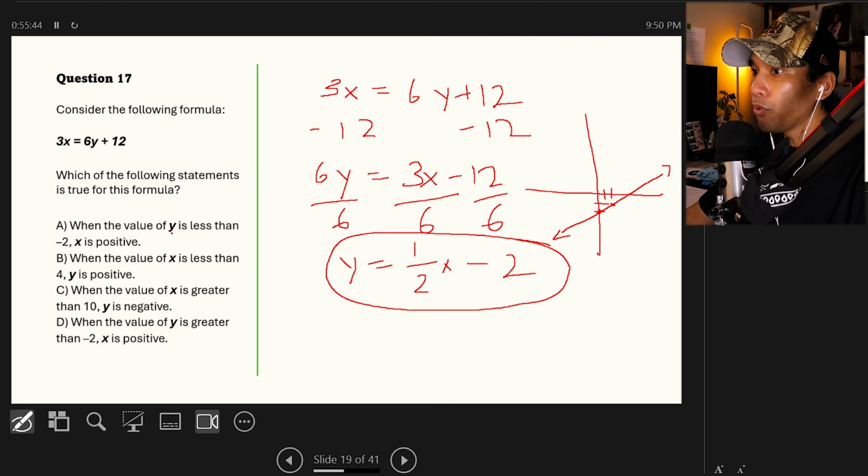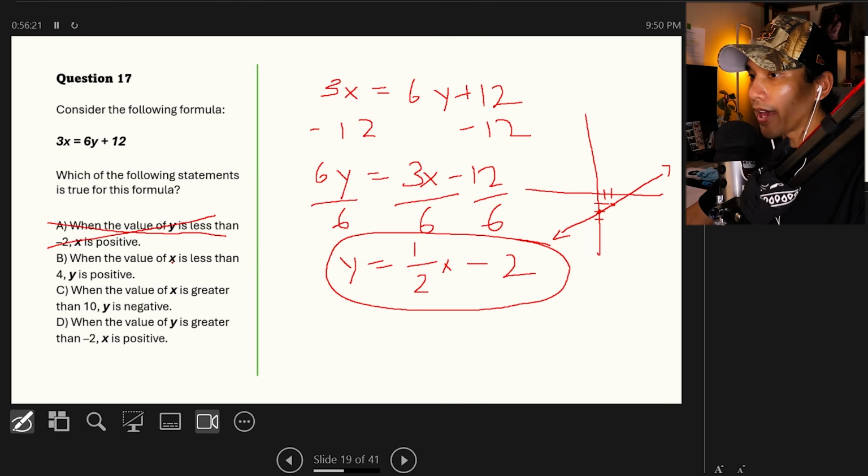When the value of y is less than negative 2, x is positive. So y is less than negative 2. Let's just pick one, let's just do negative 3 right here. So our x value is going to be over here, right? That's the value less than negative 2, and then our x value is actually negative. It's not positive. So we rule out A.